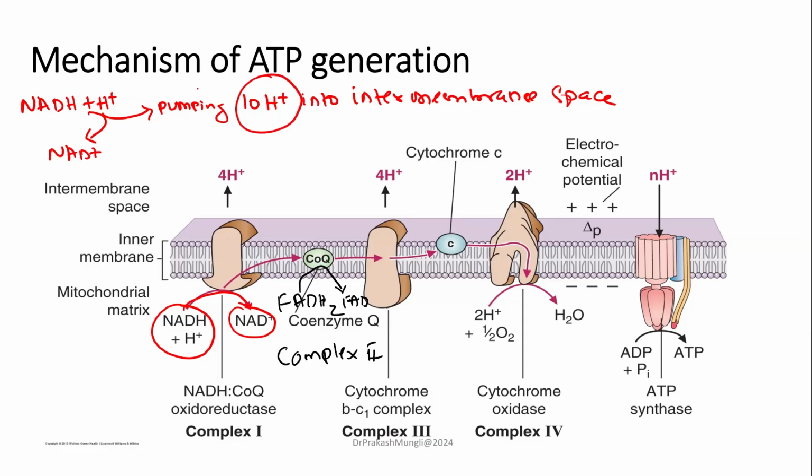I want you to know that because we are going to use that information for ATP calculation. Correct, 4 plus 4 plus 2, 10. So every NADH being oxidized will pump 10 protons from the matrix into the intermembrane space. Remember that. And that 10 comes from 4 plus 4 plus 2.